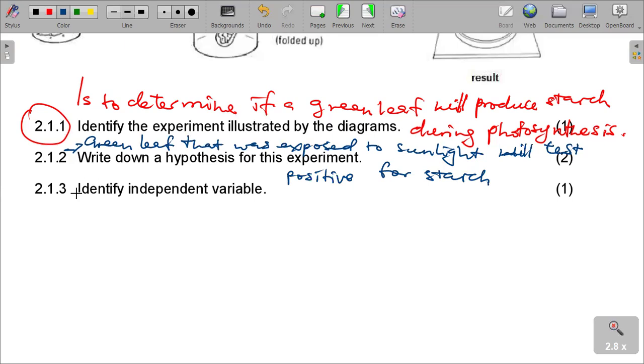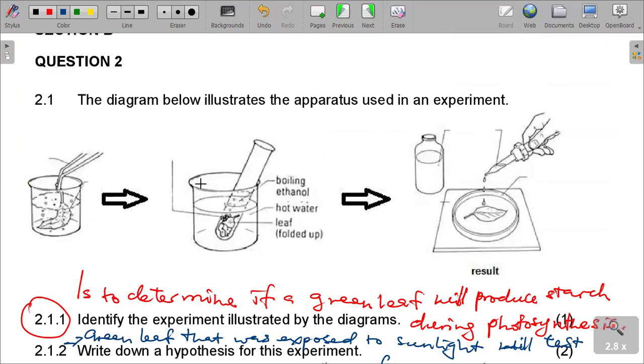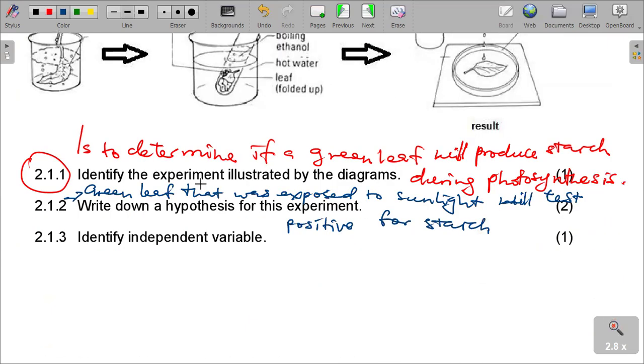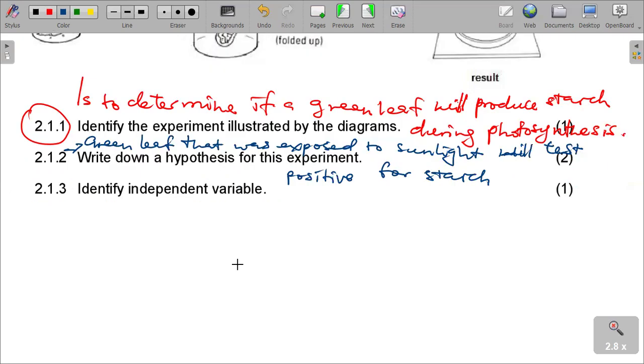And then the other question is saying, identify the independent variable. As you can see, an investigation was done in the experiment there to determine if a green leaf will produce starch during photosynthesis. So our independent variable, it is what? It is chlorophyll in the leaf. The chlorophyll in the leaf is the independent variable.